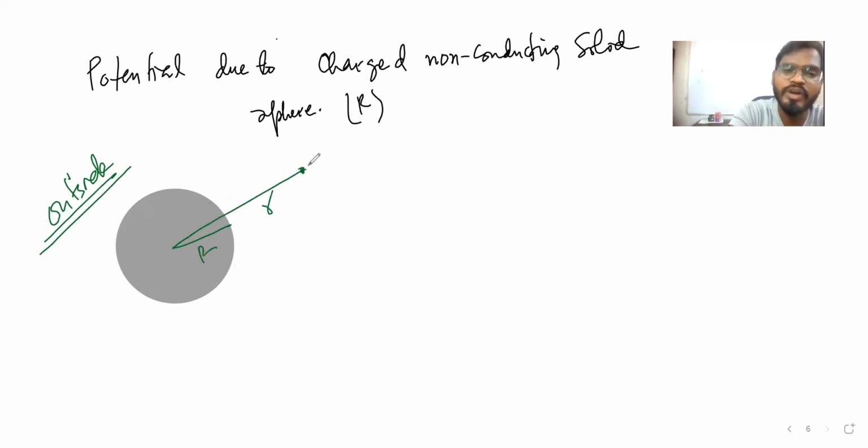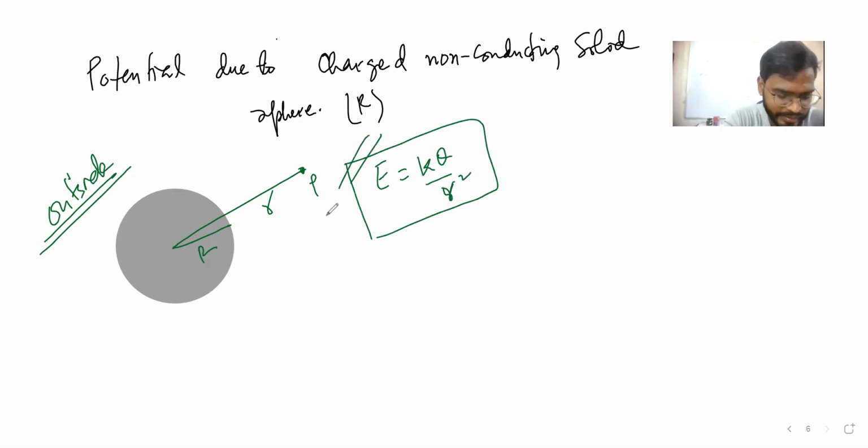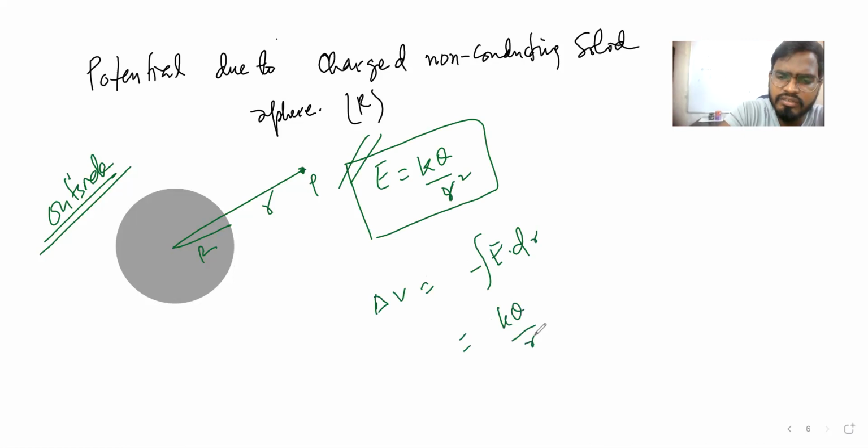At point P we want to find the potential. We know that outside, the electric field is equal to kq by r square. Now delta V is equal to minus E dot delta r, where E is kq by r square, into dr. The angle is the same, so cos 0.